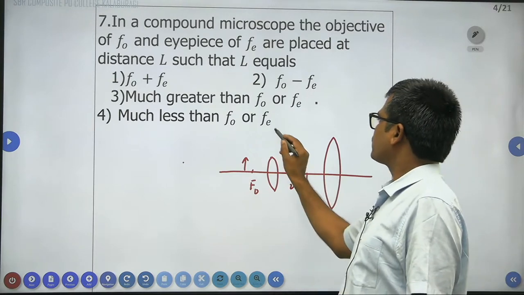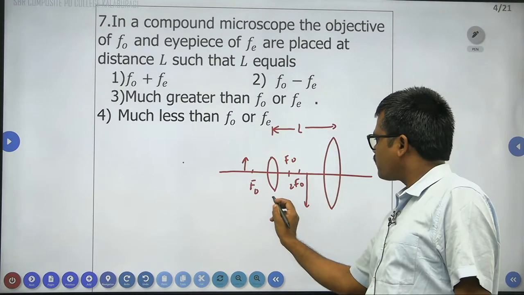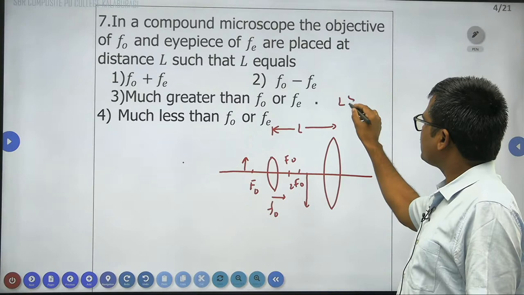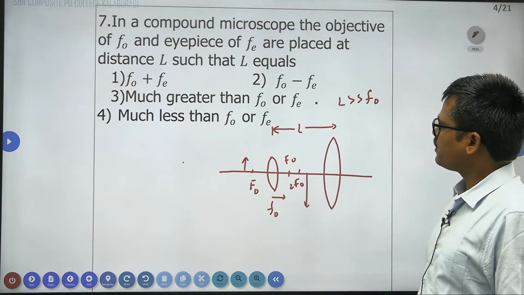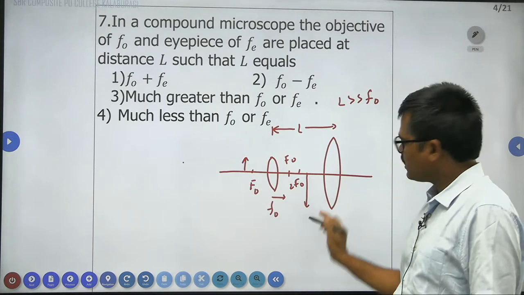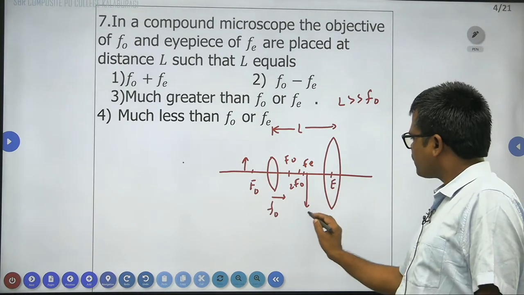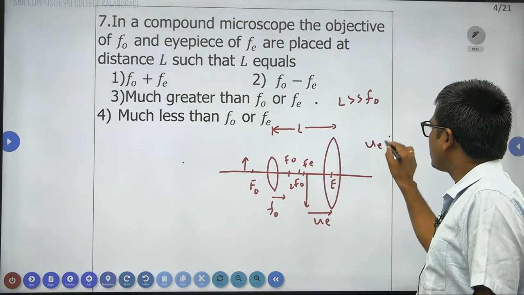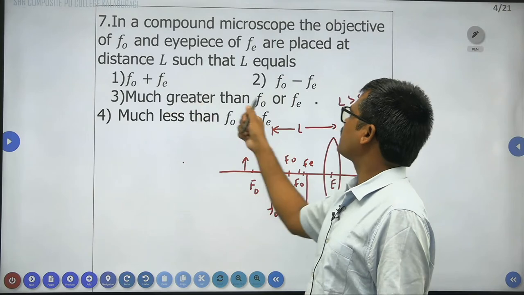Then very clearly, what is the length here? L is the separation between the two lenses. Is this L, from here to here, the focal length of the objective? This is the focal length of the objective. Very clearly, L is very, very much greater than F0. Am I right or not? And we have adjusted the eyepiece such that the image comes between the focus and the optic center of the eyepiece. That is the object distance for the eyepiece, UE, and it is also very, very less than L. So definitely I could say L is much greater than F0.